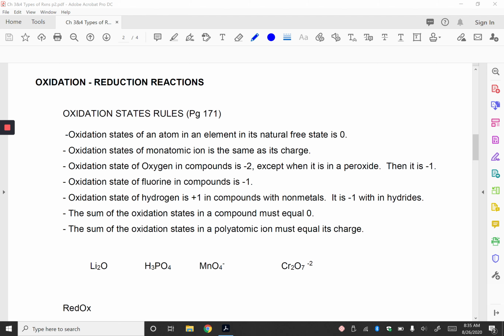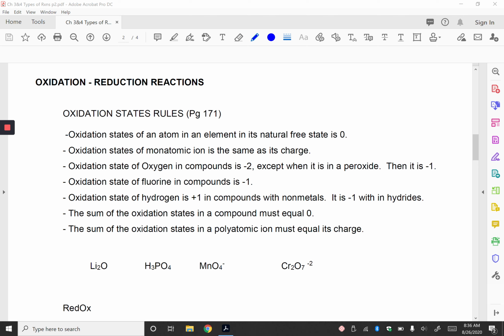So to recognize that it's a redox reaction, you need to assign oxidation states for each of your elements on both sides and see if any of them have changed, and that tells you that a redox reaction occurred. So let's look over the rules for assigning oxidation states.